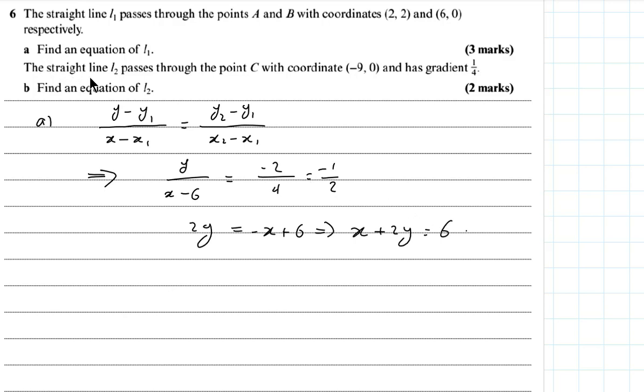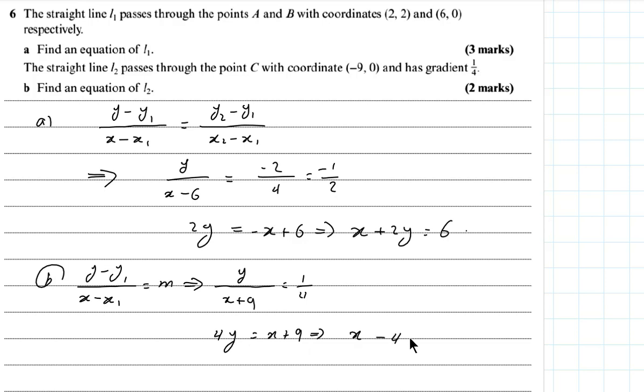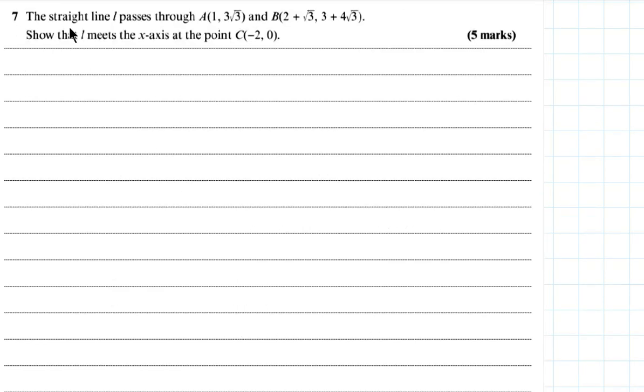Very nice. The second part here: the straight line L2 passes through the point C with coordinates (negative 9, 0) and has gradient 1/4. Find the equation of L2. Applying this formula, we have y minus 0, which is y, over x minus negative 9, which is x plus 9, is equal to 1 over 4. And then making cross multiplication, we have 4y equals x plus 9, or we can write it as x minus 4y plus 9 equals 0, right?